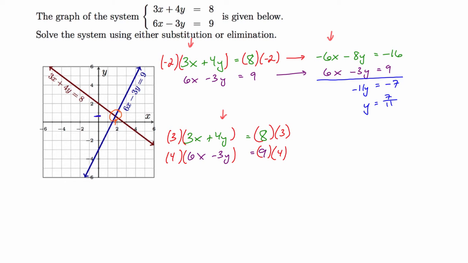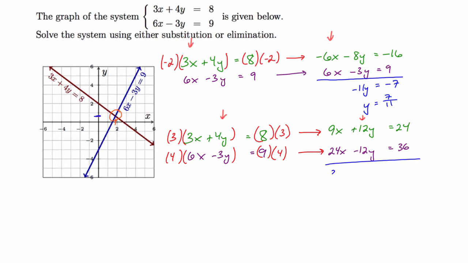So across the top, making sure we distribute 3 to everything on both sides, we'll end up with 9x plus 12y equals 24. In the bottom equation, multiplying the 4 across both sides, distributing, we will get 24x minus 12y equals 36. Again, before we add, we are going to verify that those y's will actually cancel out. A 12y minus 12y will cancel to make 0. So now we will go ahead and add the two equations together.